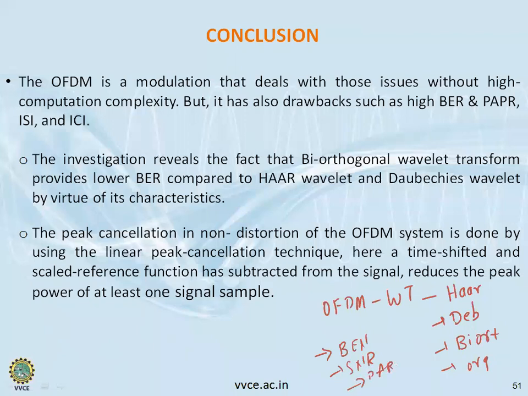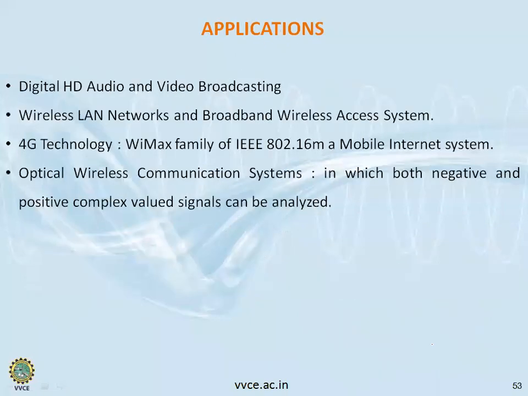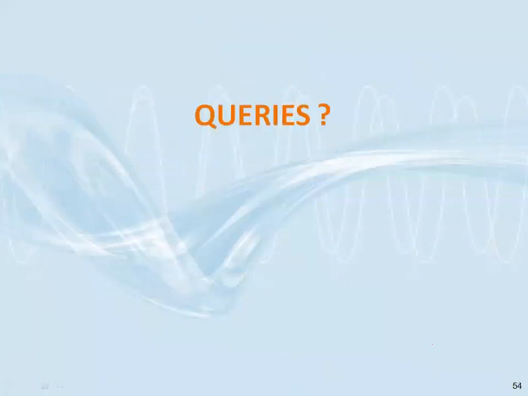So these are the different PAPR approaches. Once we implement OFDM with respect to wavelet transformation, all these parameters can be reduced effectively. So this is regarding applications. In almost most of the communication systems, we can see the application of wavelet transformations. So this is the end of my presentation. If you have any queries, I'll answer.